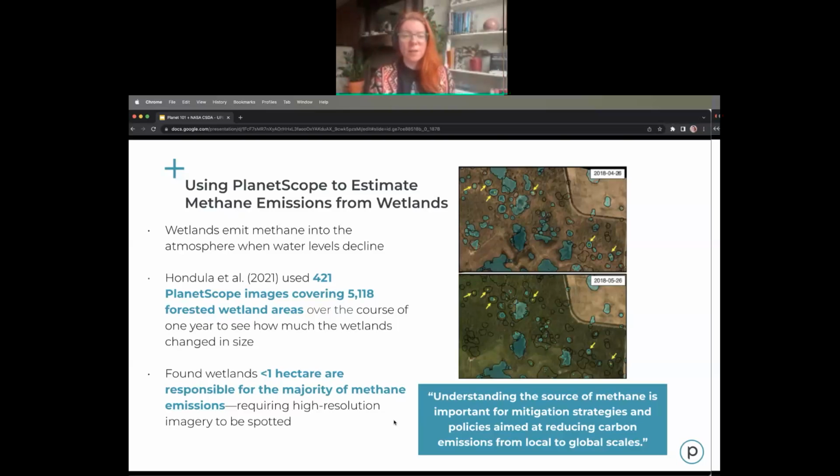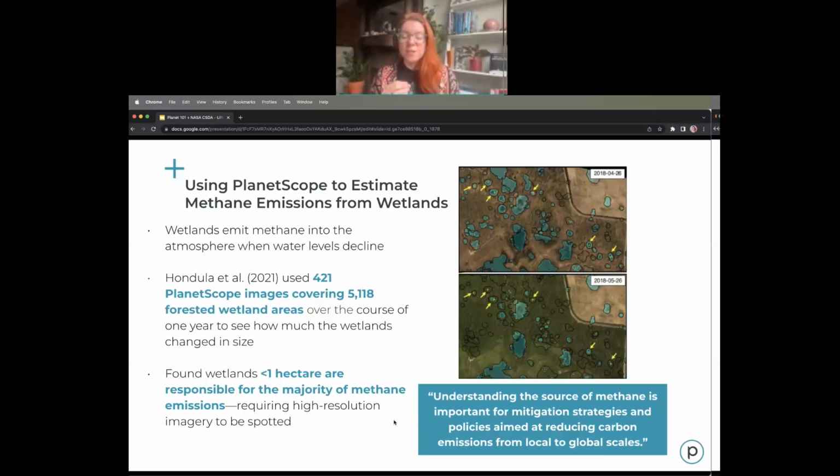Kelly Honjula used 421 PlanetScope images over more than 5,000 separate forested wetland areas over the course of a year, combined with ground measurements that she was taking at some of these locations, to try to see how much the lakes changed in size and what that correlated with in terms of the methane emissions that they were measuring on the ground.